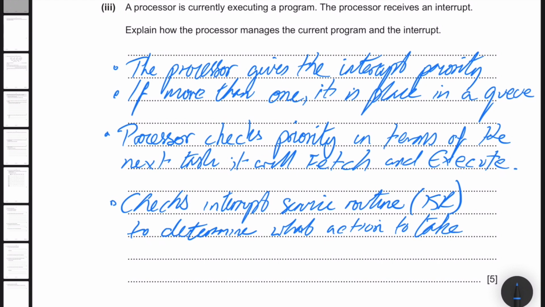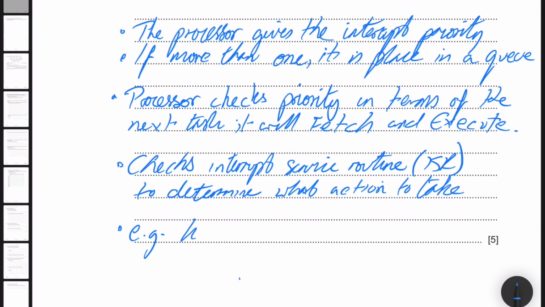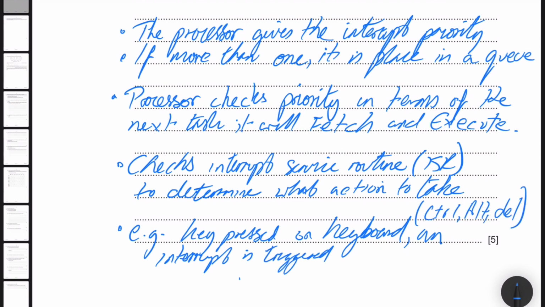What does the CPU need to do? Okay, and I'm just going to give you an example, e.g. key pressed on keyboard, an interrupt is triggered. Control-Alt-Delete pressed on keyboard, an interrupt is triggered. The ISR determines how to respond. For example, puts a pop-up screen up running Task Manager. So I think that would get us 5 marks.